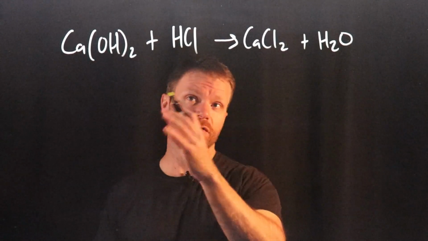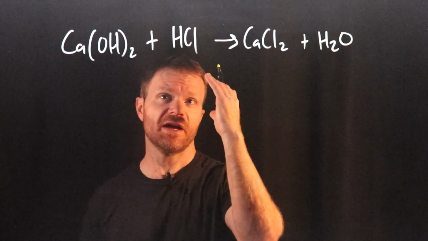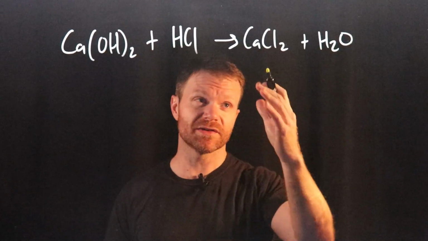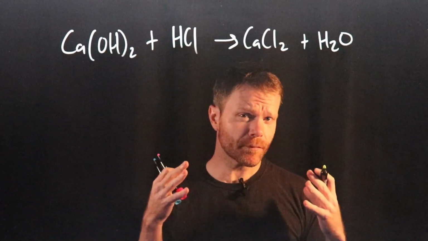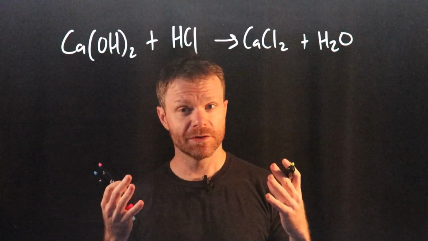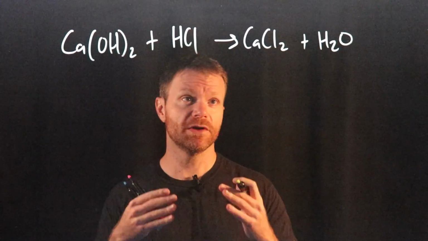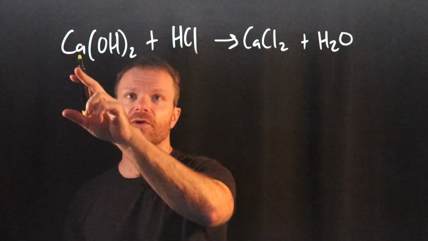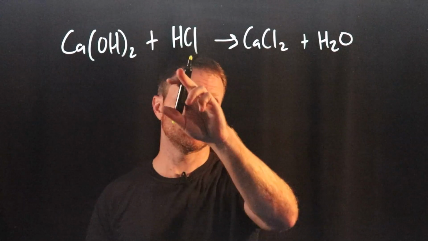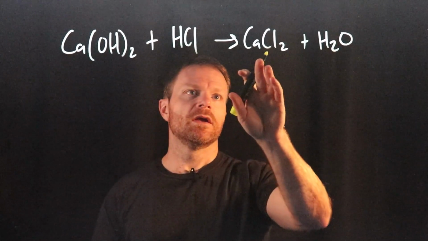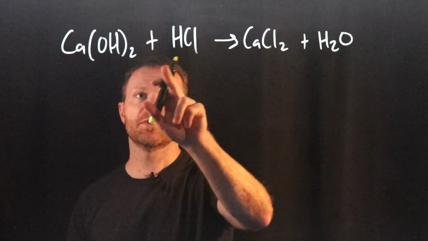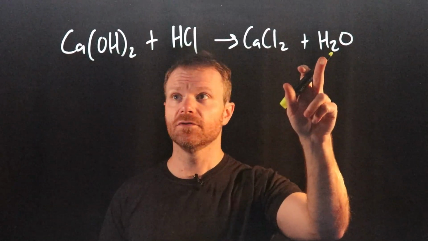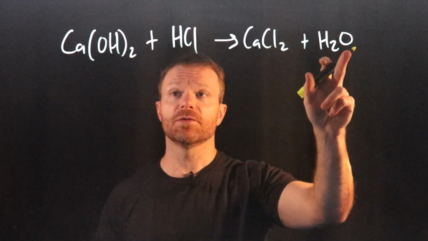Let's say we have the neutralization of calcium hydroxide with hydrochloric acid to produce calcium chloride and water. First thing we should do is, of course, check to see if the equation's balanced, which it isn't. We have one calcium here, one calcium there. We have three hydrogens here, and here we only have two. Here we have two oxygens. Here we only have one.